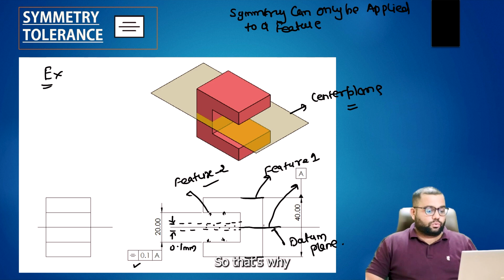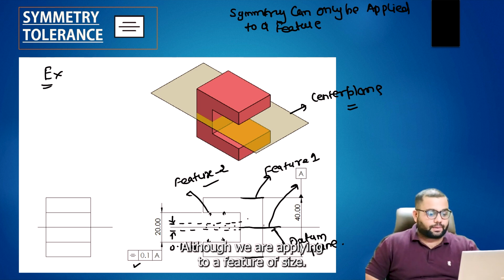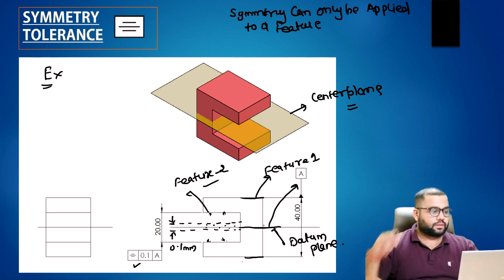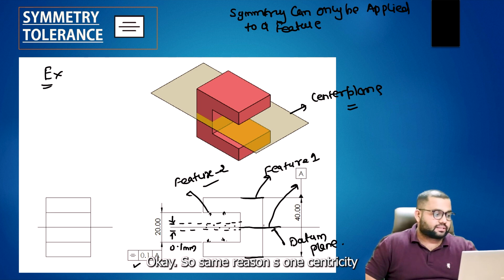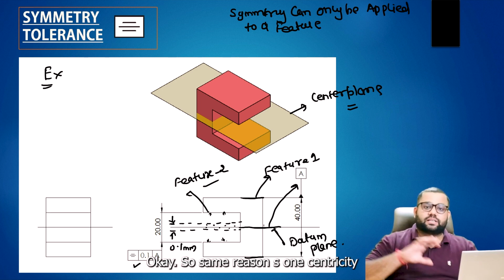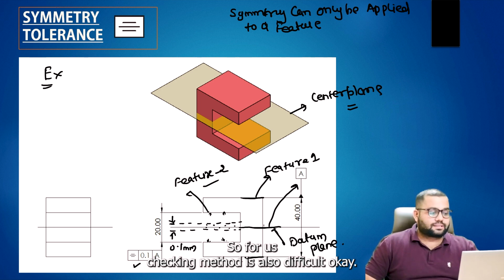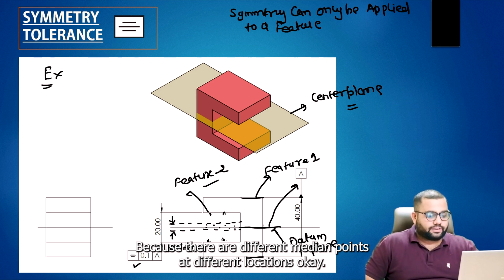So that's why, although we apply symmetry to a feature of size, it is a feature control only. So we will not be able to apply the maximum material condition and the least material condition modifiers. The reason is the same as concentricity: because this can be applied to a feature only, the checking method is also difficult, because there are different median points at different locations.